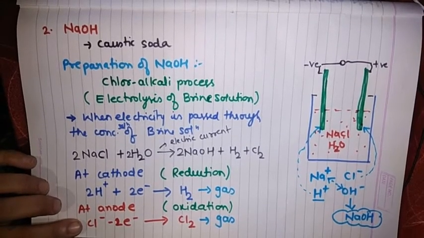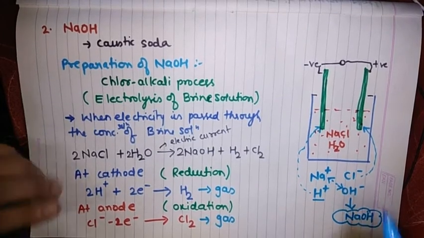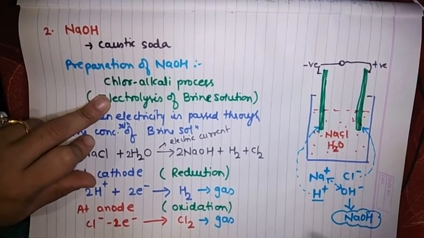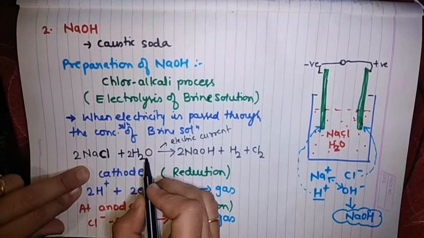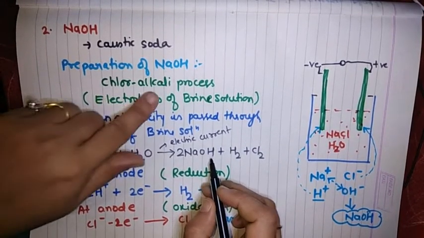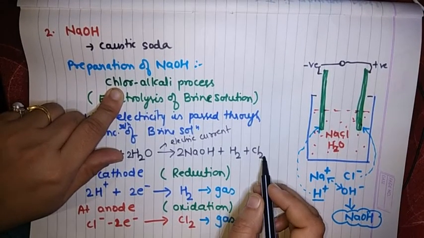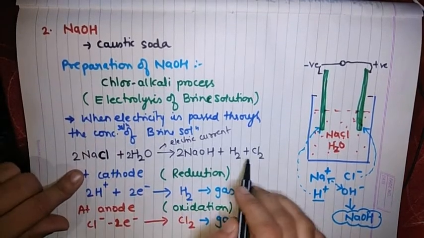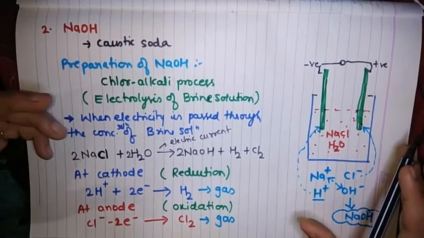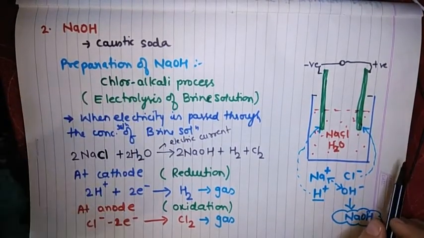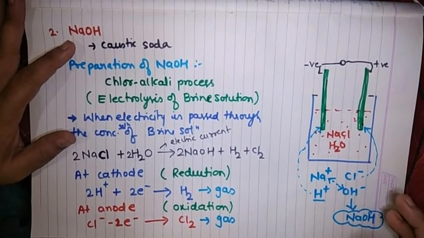So this is the process known as the chlor-alkali process. Why is it known as chlor-alkali? Because here you can see that the overall reaction is NaCl plus water gives you NaOH, which is your alkali, and chlor, that means chlorine gas. So two major products are forming. So this is known as the chlor-alkali process. You have to make sure that whenever a question is related to this chlor-alkali process, it is asked for sodium hydroxide or the preparation of sodium hydroxide.